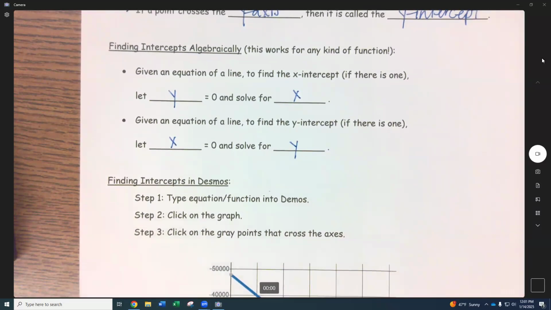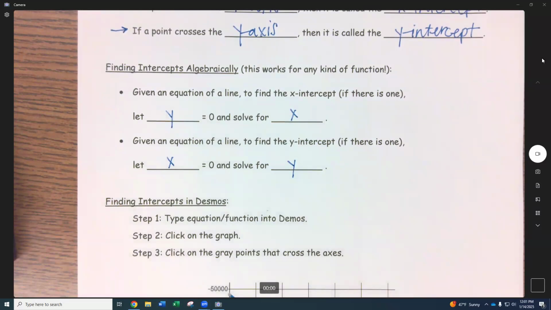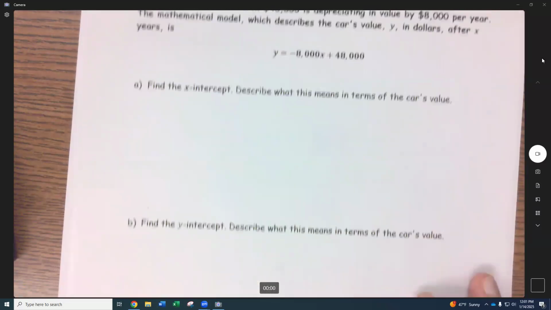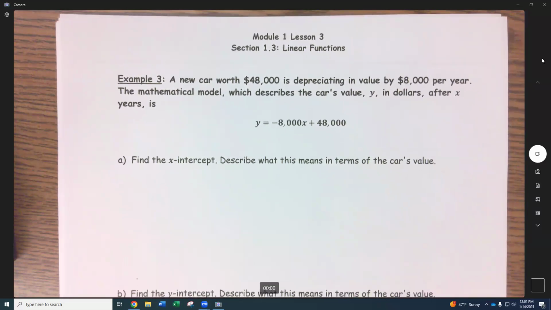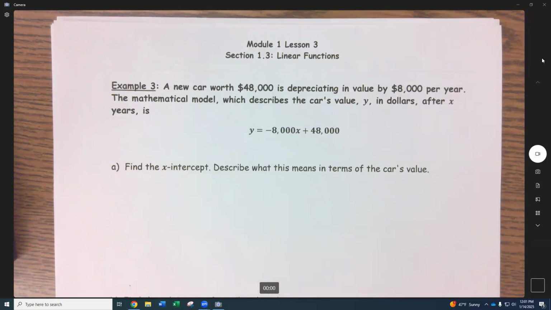We're going to come back over here and do this finding intercepts in Desmos, but first we're going to do this algebraically. So in our next piece of paper here, page 19, and I have to sneeze. Oh, I hate that feeling. It went away. Okay.